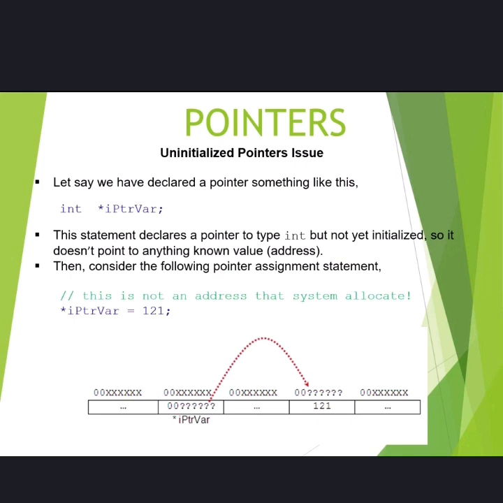Let's say we have declared a pointer something like this: int *iptr_var. This statement declares a pointer to type int but not yet initialized, so it doesn't point to any known value. Then consider the following pointer assignment statement.